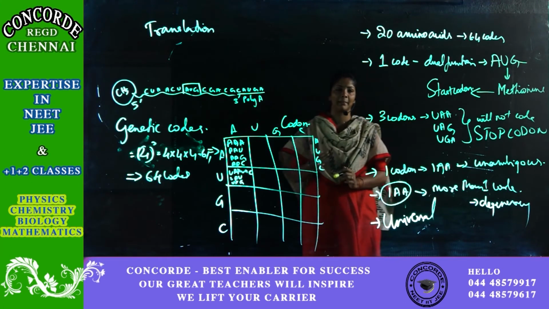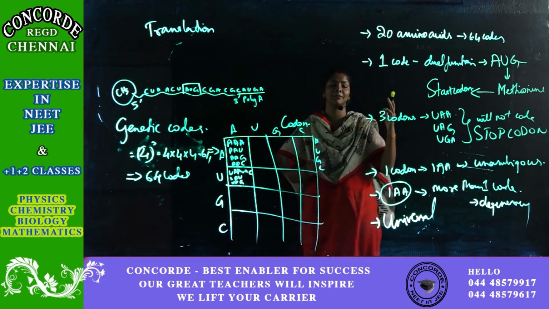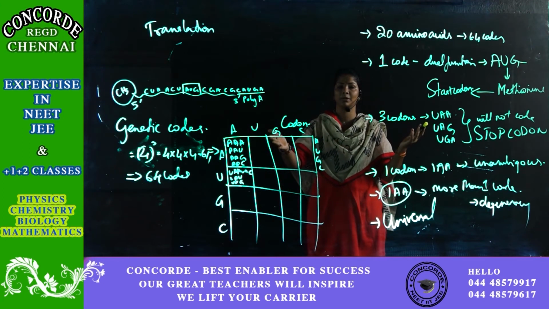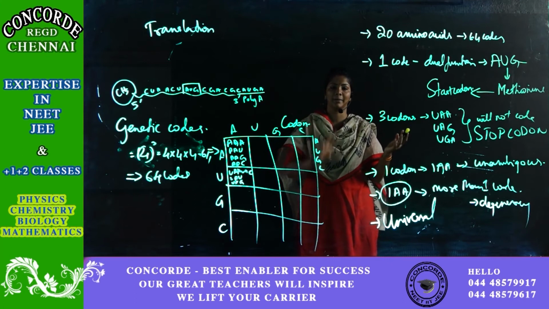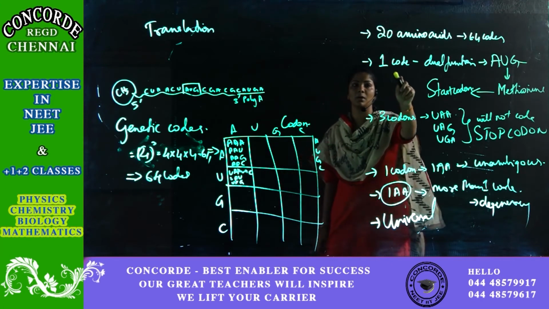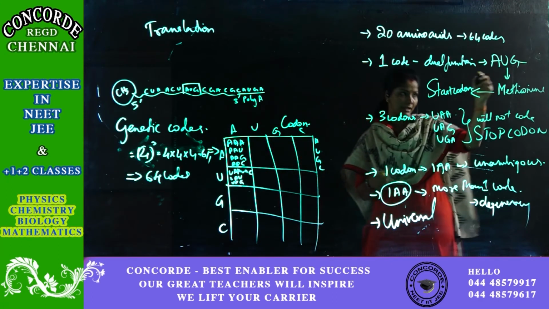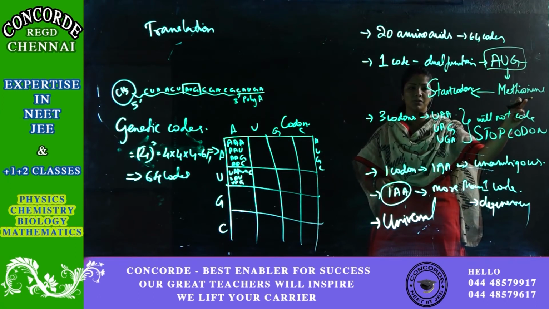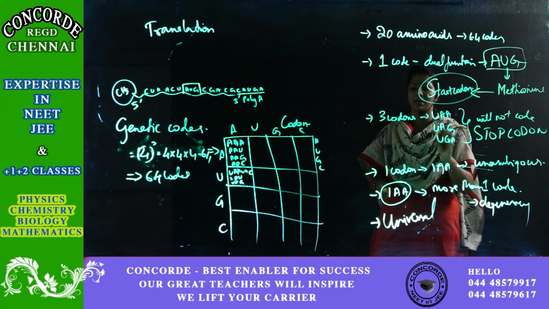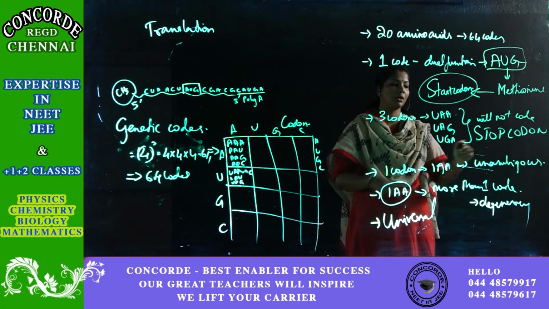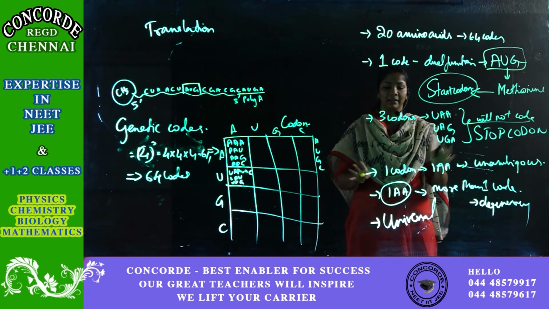Let me just quickly recap it. There are totally 64 codes and 20 amino acids. There's one codon which has the dual function, that is nothing but AUG. It codes for methionine and also acts as a start codon. There are 3 stop codons which will not code for anything.